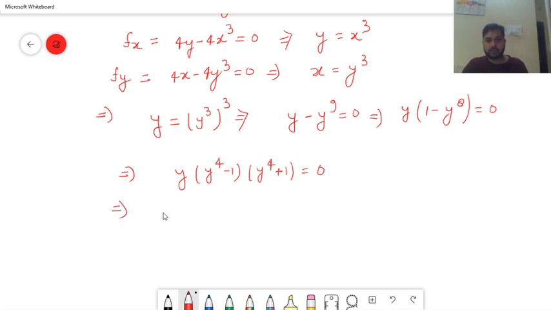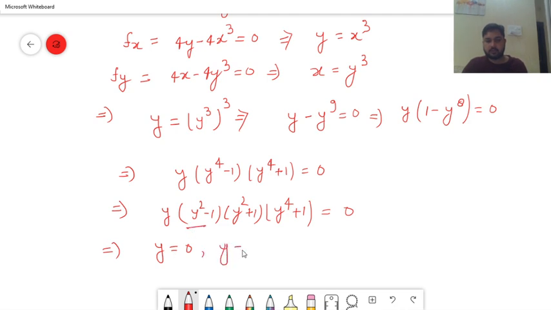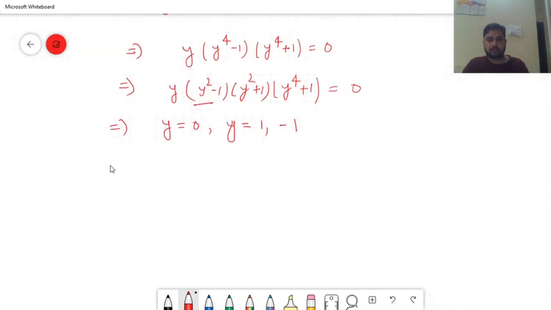Again, y to the power 4 minus 1 we can rewrite as y square minus 1 into y square plus 1, and then y to the power 4 plus 1. So we get real roots from the factors: y is equal to 0, and y is equal to 1 and minus 1 only. Since x is y cube, putting y equal to 0 we get x is 0. Putting y equal to 1, we get x is equal to 1. Similarly for minus 1, x will be minus 1. So we get three points: (0, 0), (1, 1) and (minus 1, minus 1).